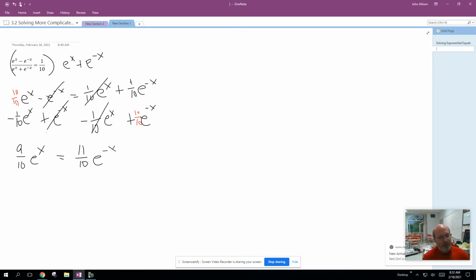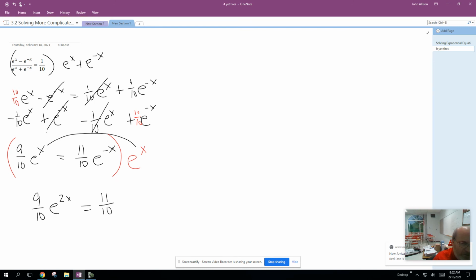And the next thing I'm going to do is multiply both sides of the equation by e to the x. So that when I multiply on the left side, I get 9/10 e to the x times e to the x is going to be e to the 2x. And that's going to equal 11/10 times e to the negative x plus x, which makes e to the 0, or just 1. So I end up with e to the 2x.